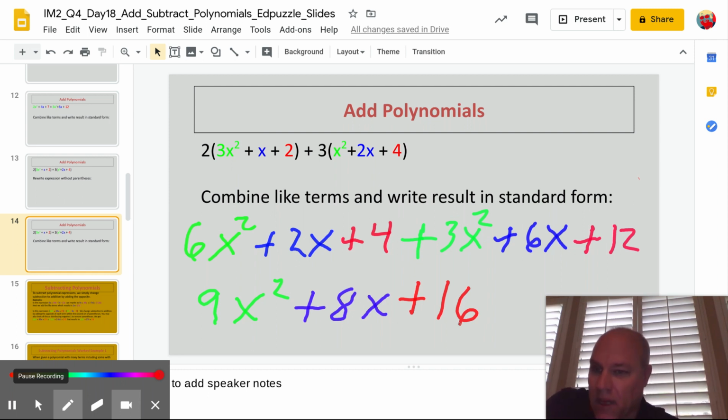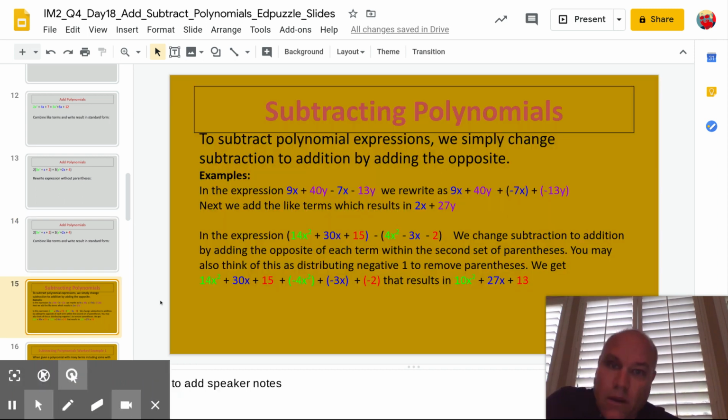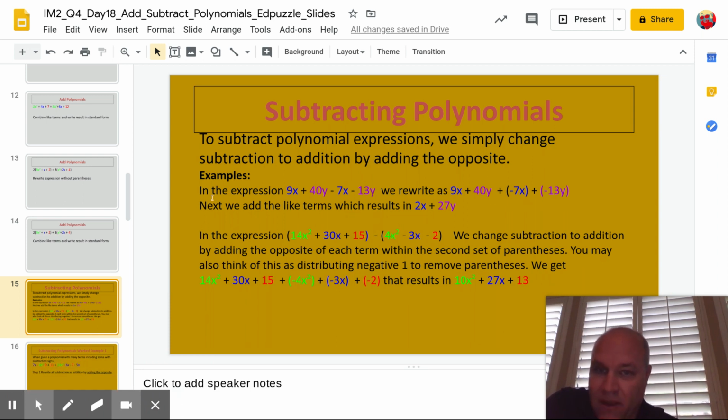All right, let's move on to subtracting polynomials. To subtract polynomial expressions, we simply change subtraction to addition by adding the opposite. So in our example here, we have 9x plus 40y minus 7x minus 13y. We can rewrite that as 9x plus 40y plus negative 7x plus negative 13y.